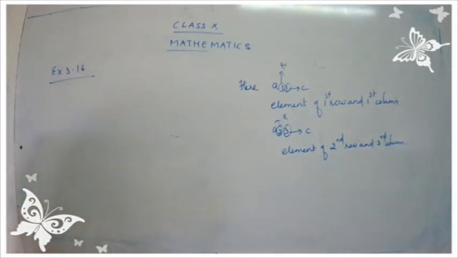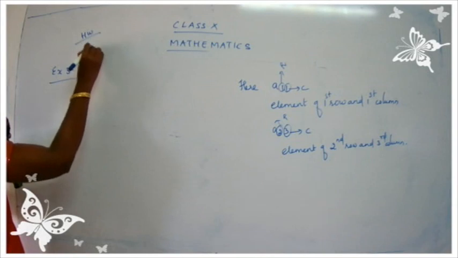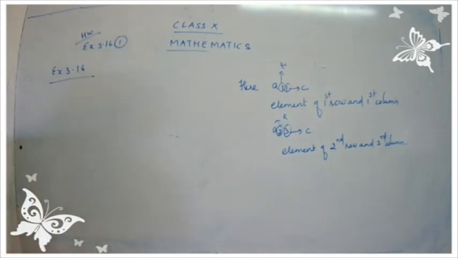Now, from 3.16, your homework will be question number 1. Homework is exercise 3.16, sum number 1. I have already explained to you in the examples. In the points, remember, I have explained to you about the matrix. I have told you how to find the number of elements. I have told you how to find the order of the matrix. And also, we have seen how to write the elements.